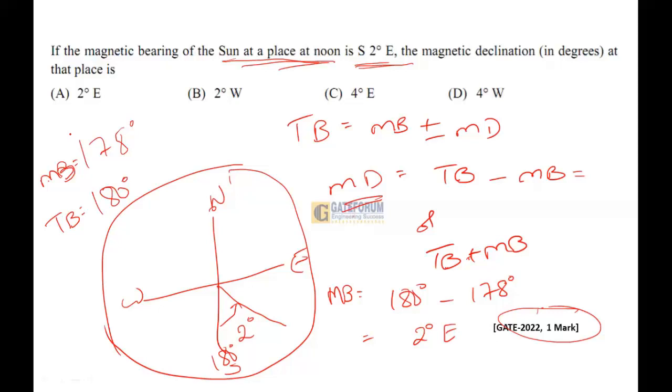So here positive indicates east direction. So magnetic declination is 2 degrees east. In true bearing plus or minus magnetic declination, plus stands for east, and correction is negative. So east is positive, and I'm applying a negative sign here. West is negative, and correction is positive. So here it is saying south 2 degree east. So east is positive, correction is negative. So 180 minus 178 degrees, then the answer is 2 degrees east. Okay, this is my answer for this problem. Thank you.